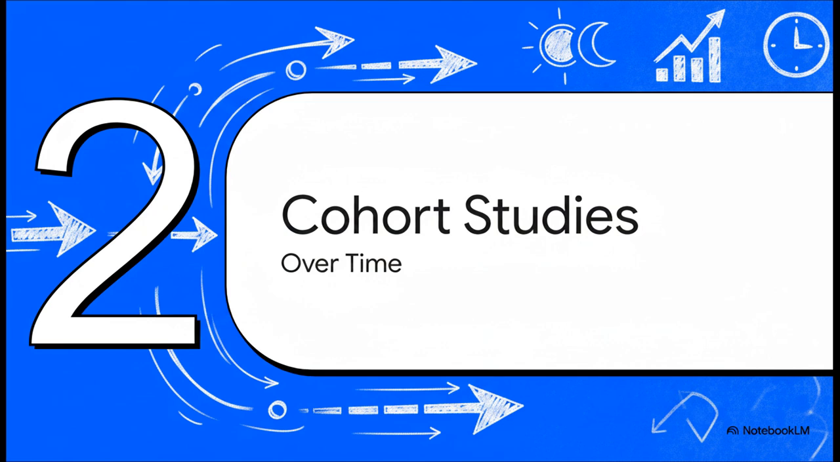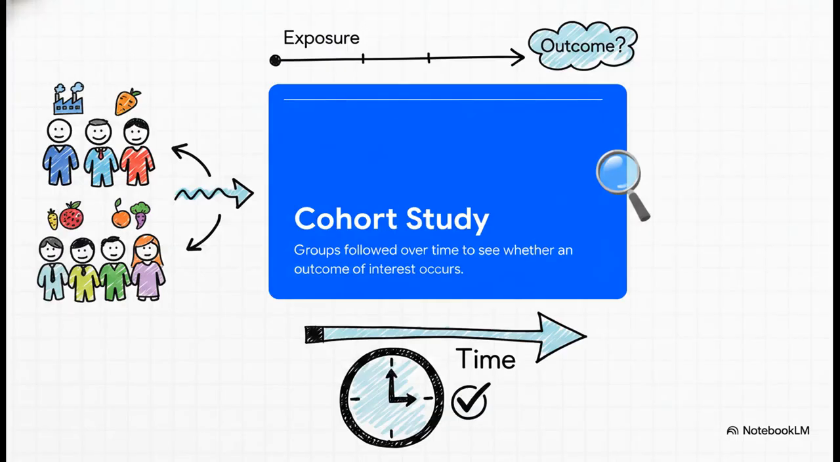Moving on to Section 2, cohort studies, over time. Let's talk about our first major bucket. A cohort study takes groups of people defined by a specific characteristic, maybe they all work in the exact same factory or they all share a very specific diet, and then it just follows them over time to see whether an outcome of interest actually occurs. Because you start with the exposure first and then literally wait for the outcome to happen, it gives us very strong evidence of a temporal relationship. You know for a fact exactly what came first.